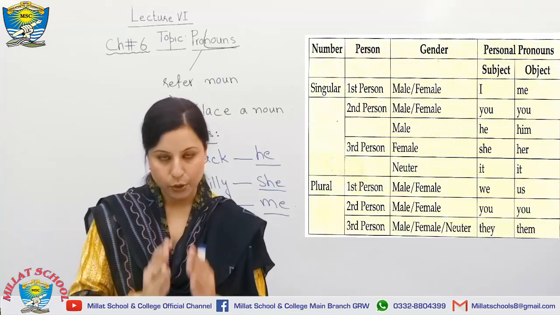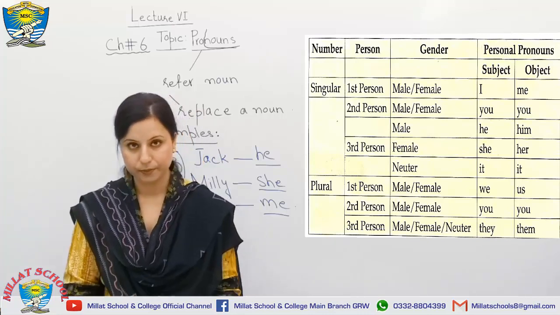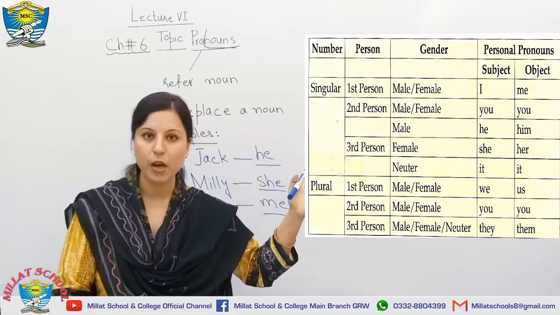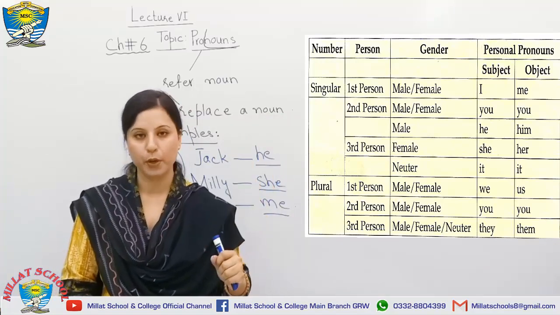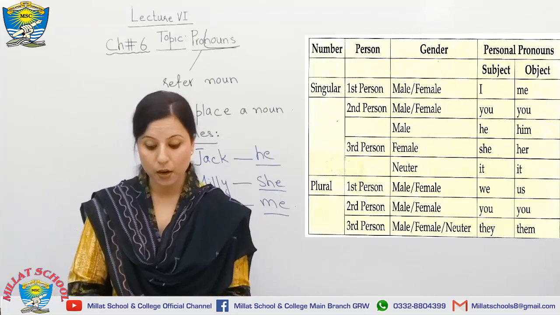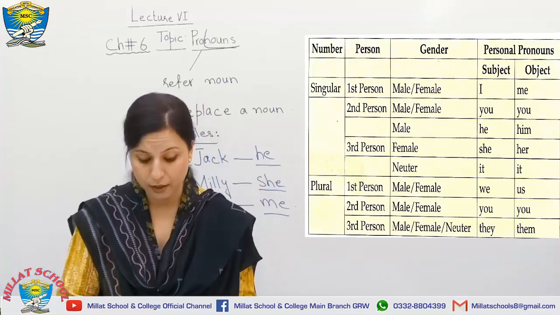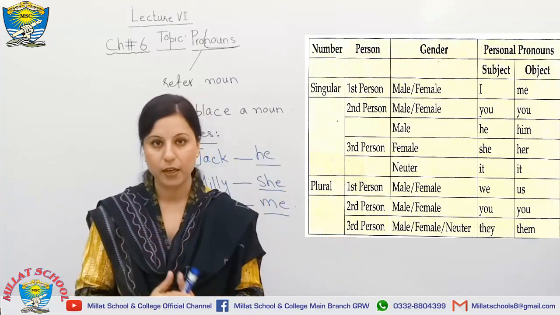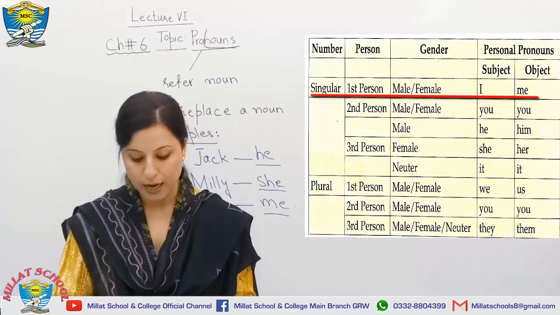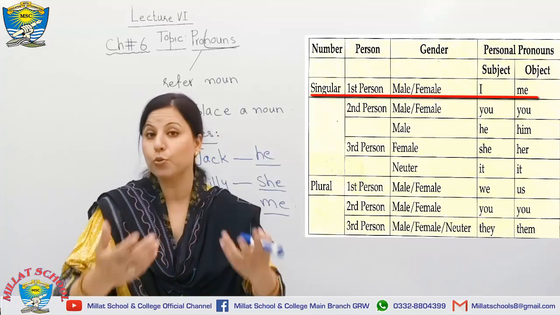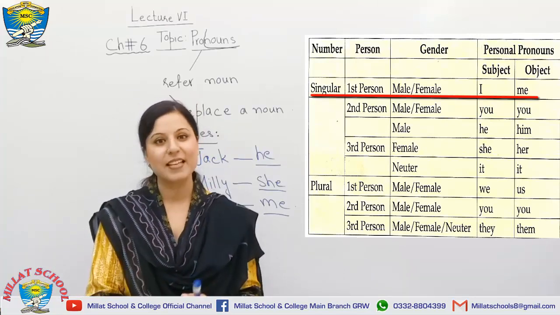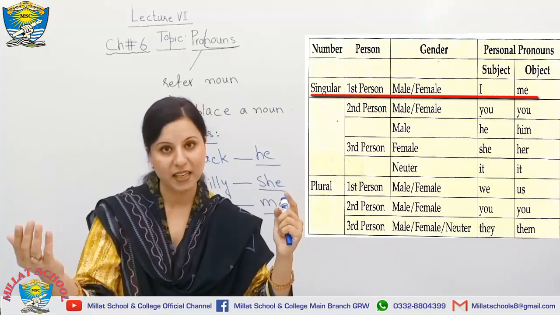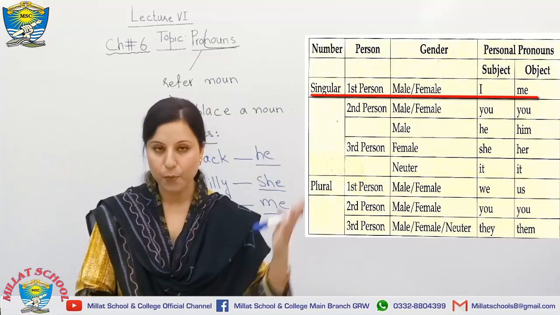From this page, I would like to select a very nice table. See the table here? You can all see that there are some singular forms of the pronouns followed by some plural forms of the pronoun. How? The first person must be male or female. Gender is like that. But how are we going to divide it into subject and object? Like, if the first person is I, then how shall I make it an object? Me, yes. Subject I, and object me. Let's see some more examples.